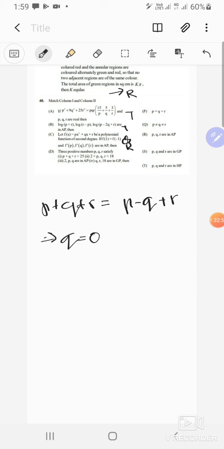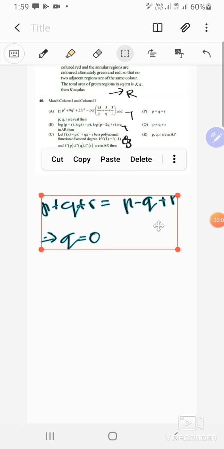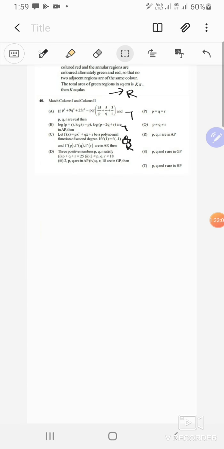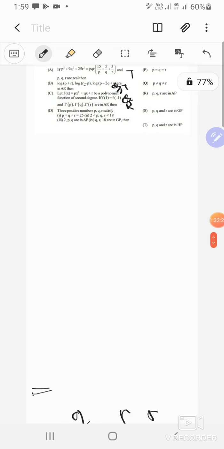And yes, p plus r. Okay, that's nice. Let's go to the next question. And also for this b question, you can still apply q to it, because if p is equal to r, then this thing does not make sense, right? Log of 0, we don't know what that is.